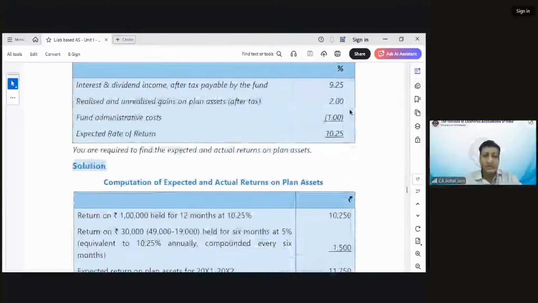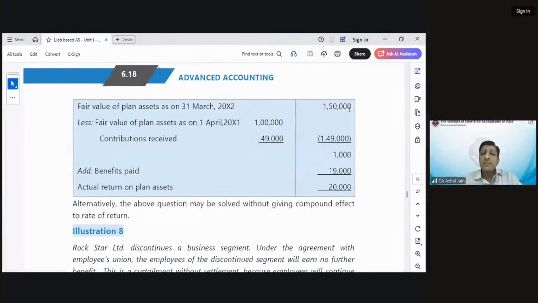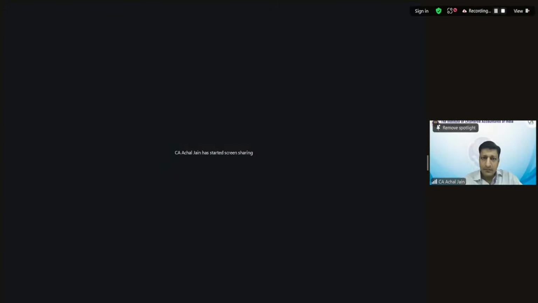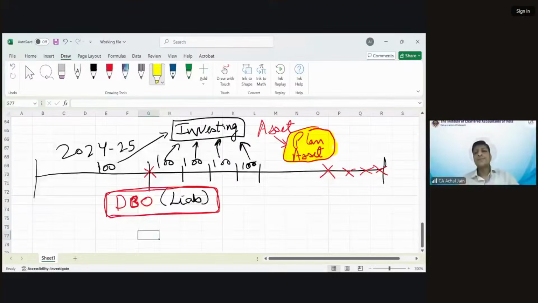So what do you do though? Pick up the closing balance first, 1,50,000. From the closing balance, what do you reduce? Opening balance, inflow during the year, and you also add the withdrawals which have taken place during the year. Okay, let me just show it in a different manner. Let's suppose we try to compute it in a different manner.